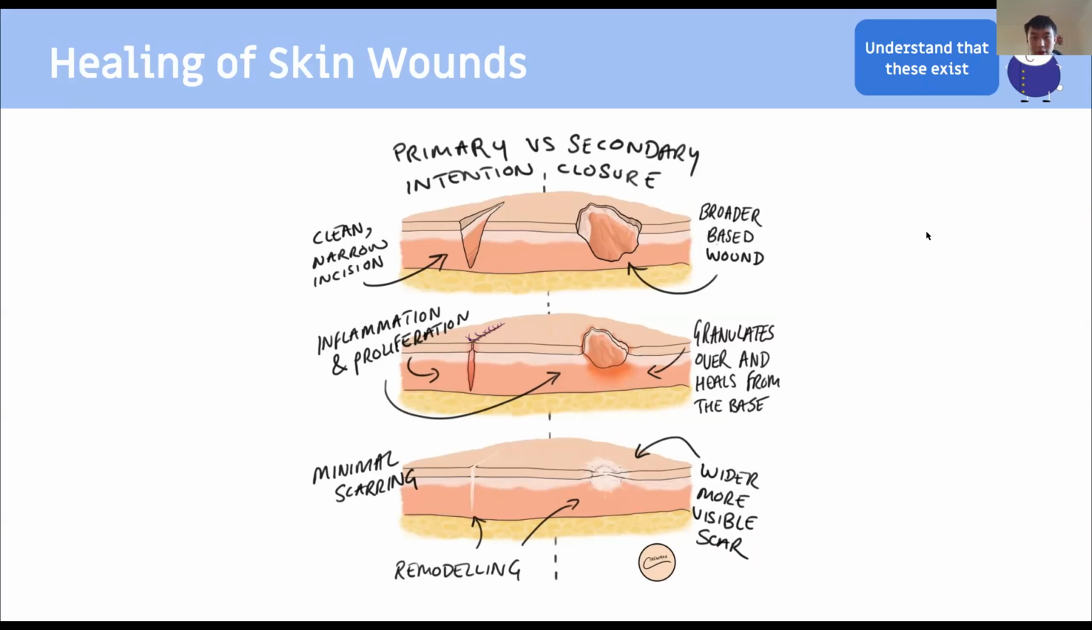But as you can see on the right-hand side, if you have something that's a bit deeper, a bigger injury, and it's broader based, then you can't just bring the edges closer. So then you get that wound healing process that we were talking about before, where you get hemostasis, inflammation, and then granulation tissue. And eventually the tissue regenerates, but you might get a bit of scarring, and you'll need some remodeling, but it won't be completely the same. Next, please.